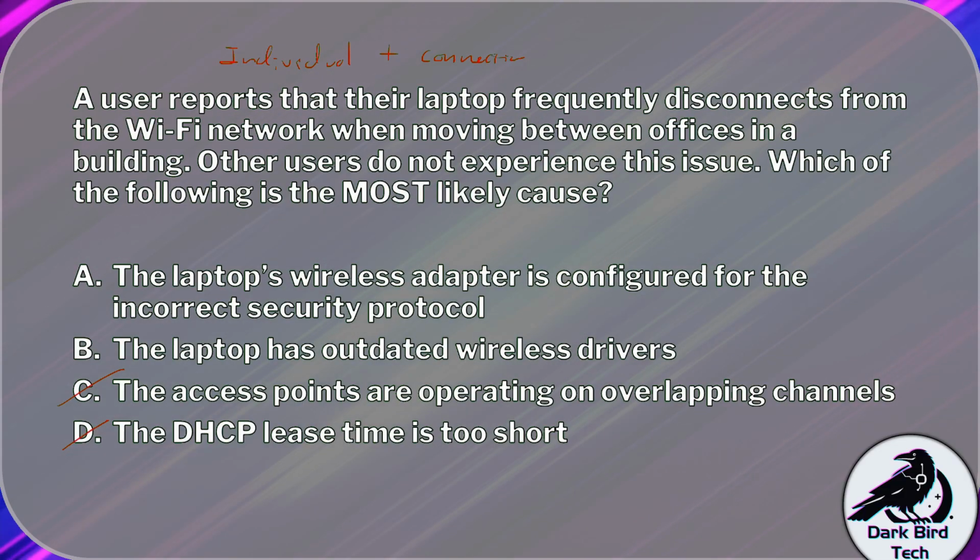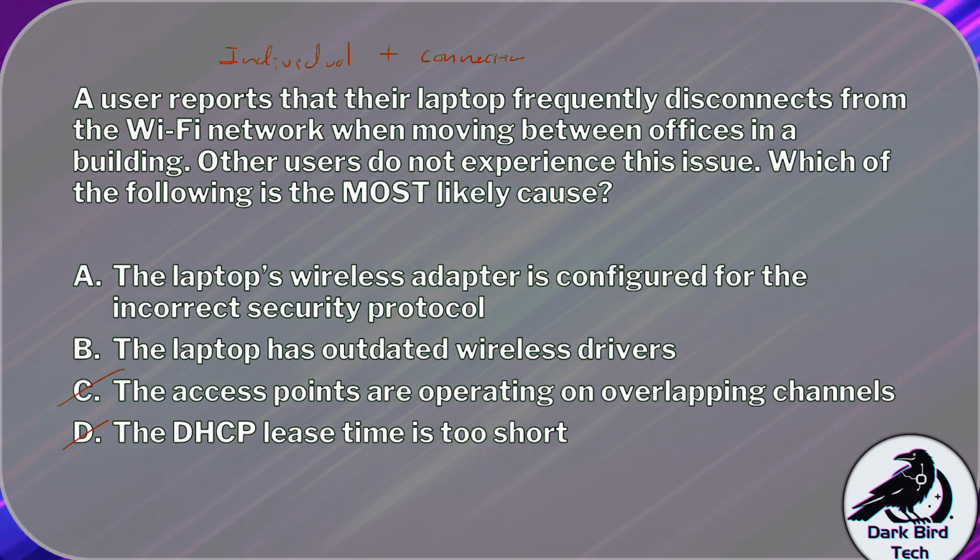In both cases with A and B, it's the individual laptop. The laptop's wireless adapter is configured for the incorrect security protocol, and then the laptop has outdated wireless drivers. And I can eliminate A straight away. The reason why I can do that is if it was the incorrect security protocol, like let's say the laptop set to use WPA2 and the access point uses WPA3, the user would not connect at all. The question says the user frequently disconnects from the wireless network, which means they are able to connect. If the security settings were incorrect, the access point would reject them outright.